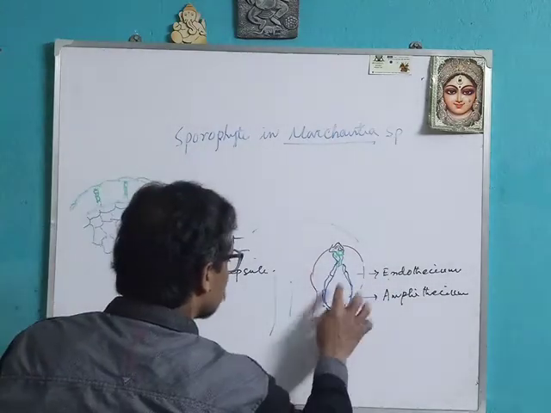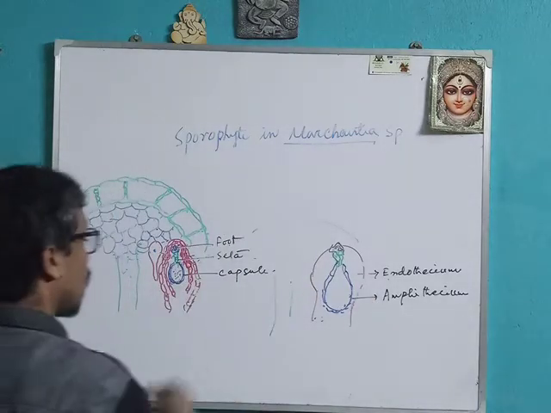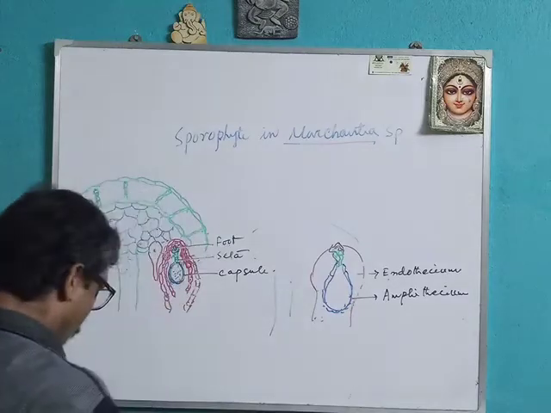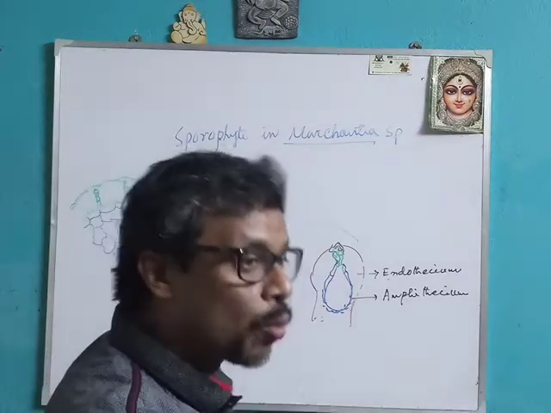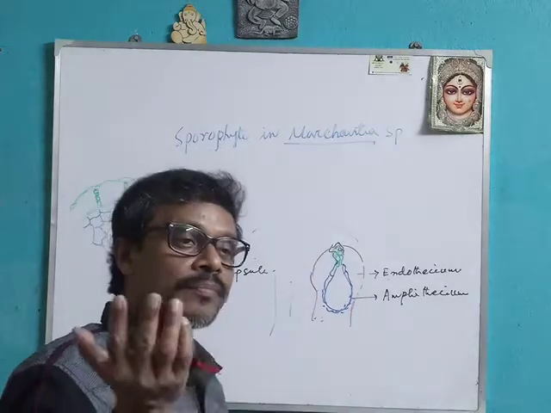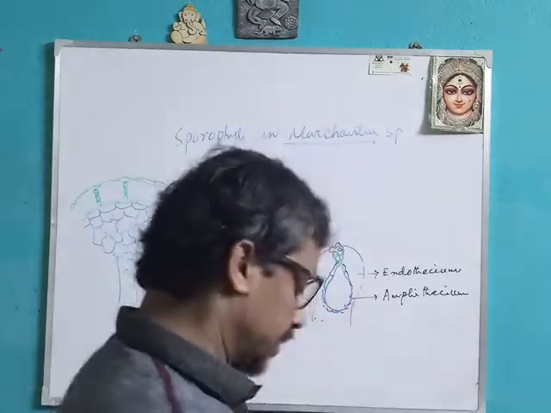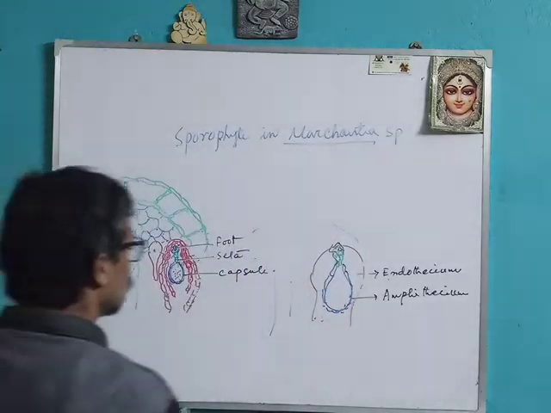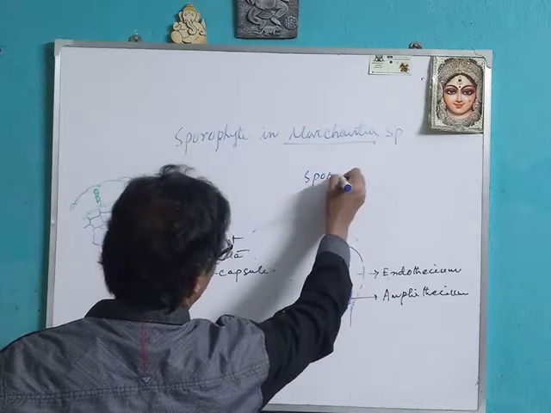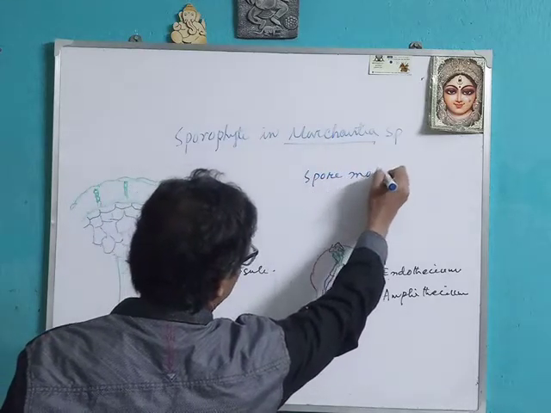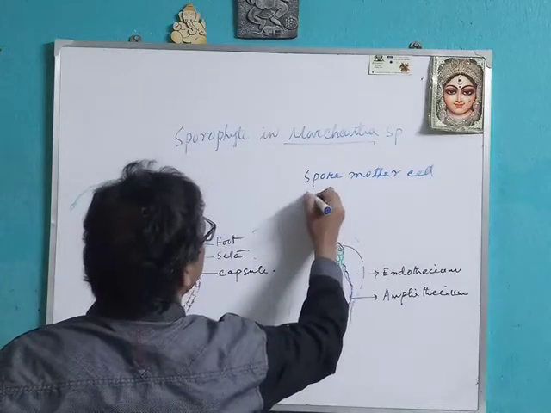Now inside, the endothecium gives rise to sporogenous tissue. Some of the sporogenous tissue ultimately acts as spore mother cells. Sir, the other portion of the sporogenous tissue acts as elater mother cells. So the sporogenous tissue gives rise, first of all, 50% to spore mother cells and the rest to elater mother cells.